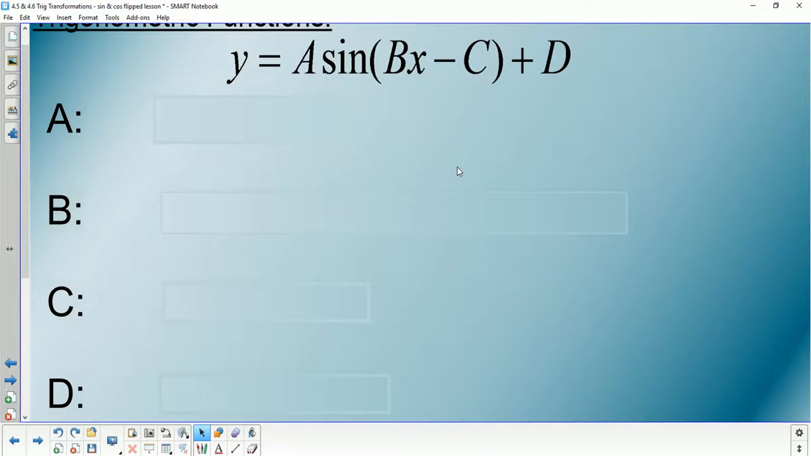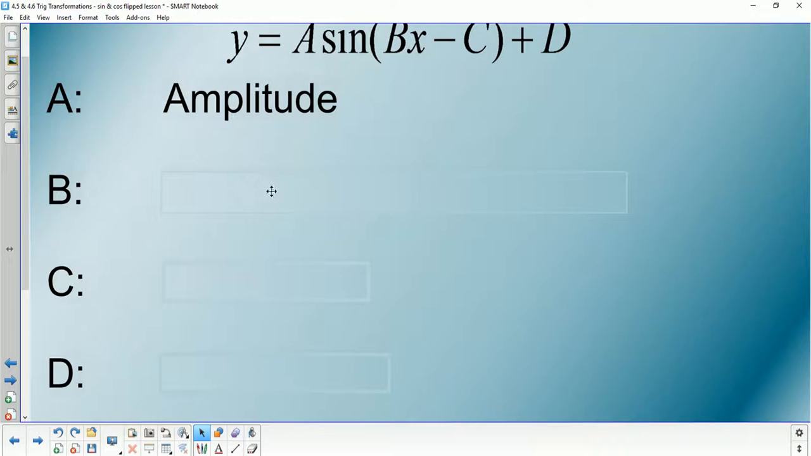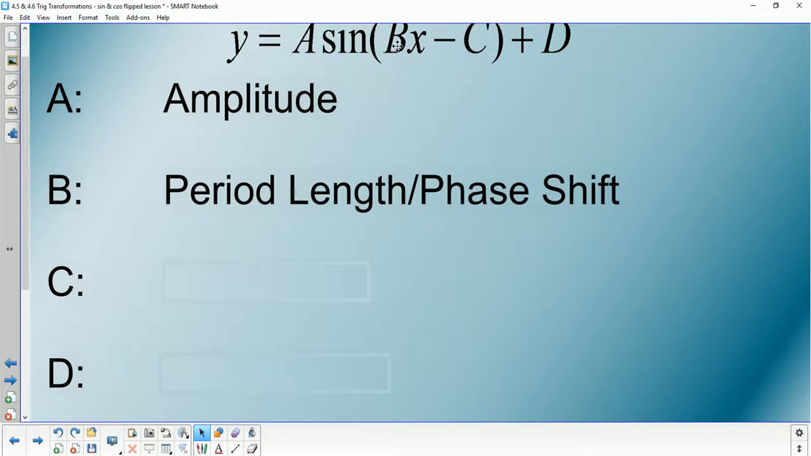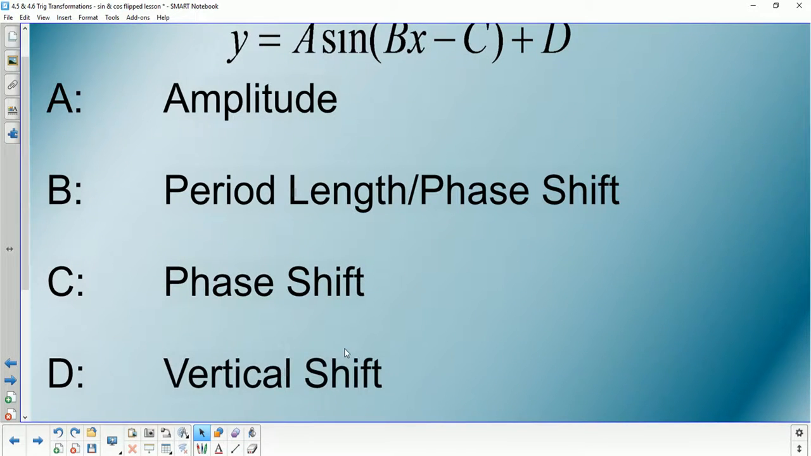So we have done transformations like this before with our parent functions in first semester. Same idea here. A is going to be something called the amplitude. B is going to affect something called the period length, meaning how long that period is. And traditionally our periods are 2 pi. It's also going to have something to do with phase shift, or it can. And C is going to be a phase shift. D then is finally what's going to be called a vertical shift.